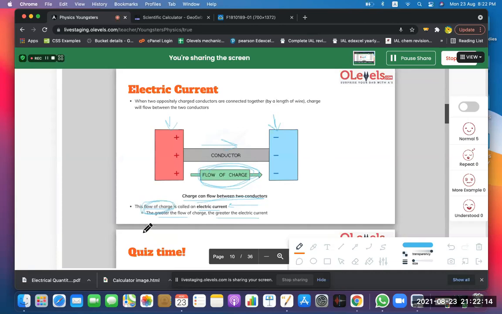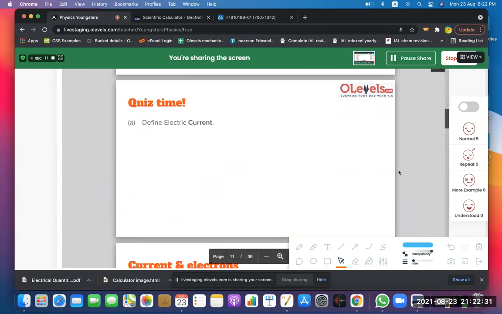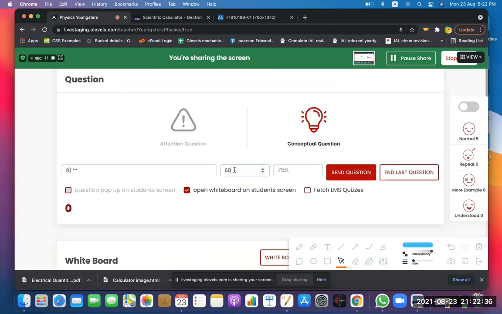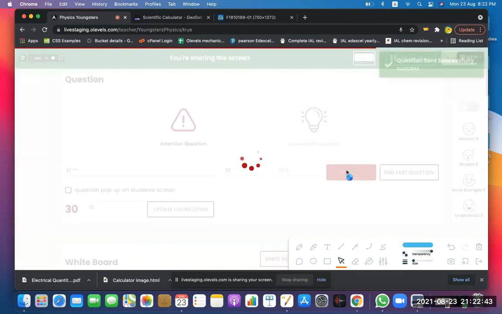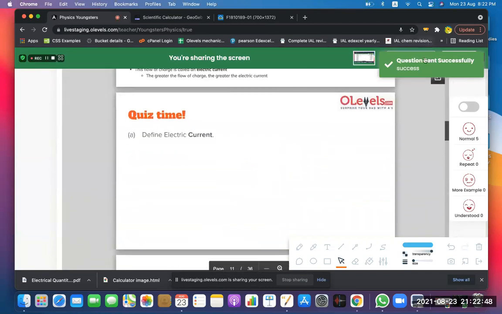Okay, so now we have quiz time. Let's scroll down. It's our quiz time now. Quiz time. Define electric current. I just told you what electric current is, everyone. I hope everyone will do it correctly. I'm going to send a question, and I will give 30 seconds to answer. There's no need for whiteboard. I'm sending the question. Quickly answer this quiz, everyone.